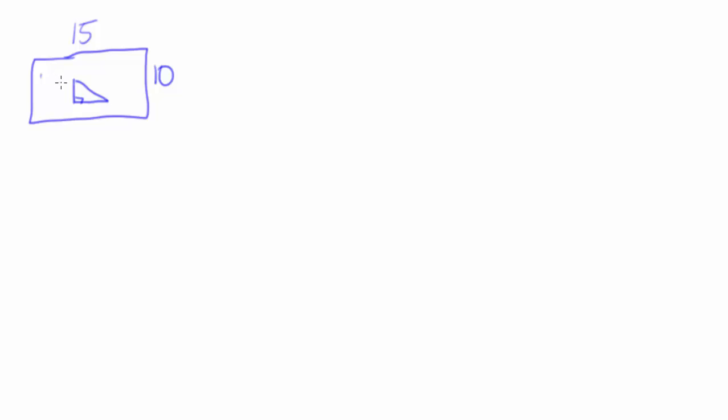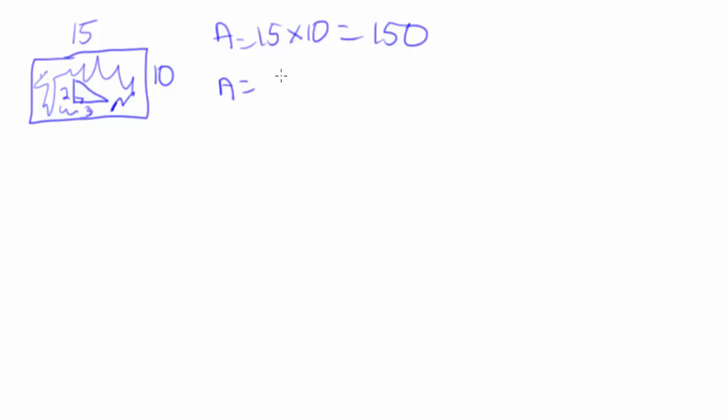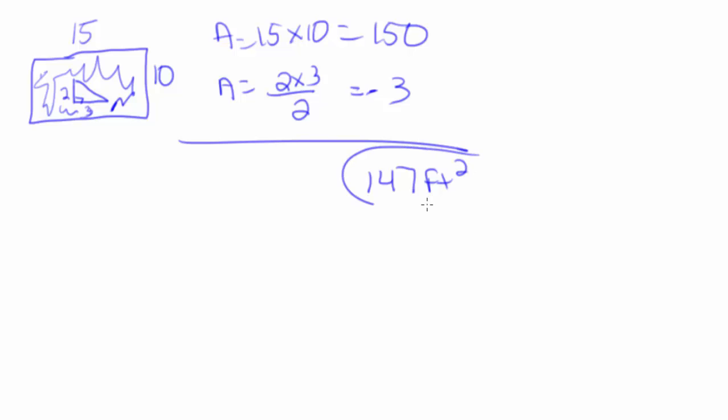So go back a page, and we're going to find the area of the shaded region around the triangle. Okay, so again, we have to do the area of the rectangle, which is 15 times 10, which is 150. And then we have to subtract the area of the triangle, which is 2 times 3 divided by 2, which is just 2 times 3 is 6. 6 divided by 2 is 3. So if we subtract these, it would be 147 feet squared is the area of the shaded.